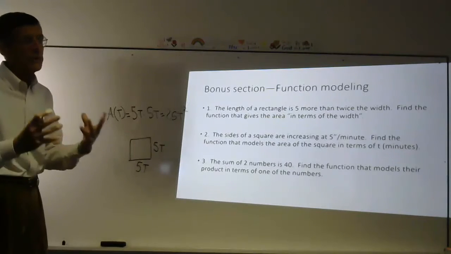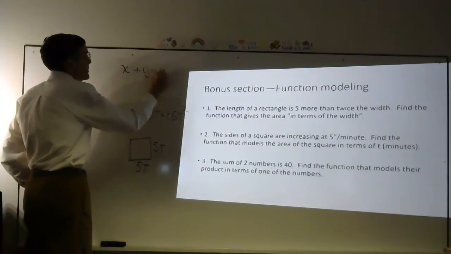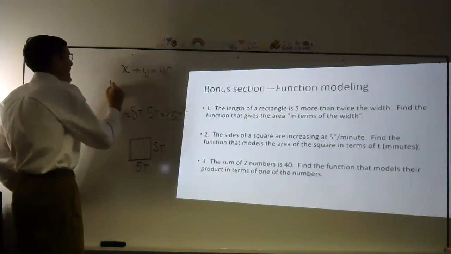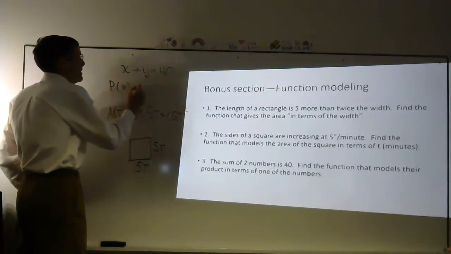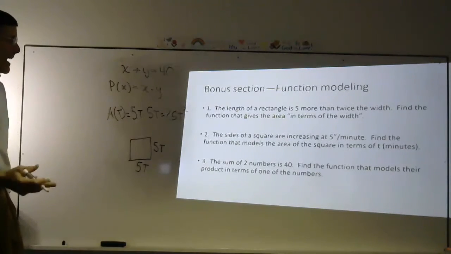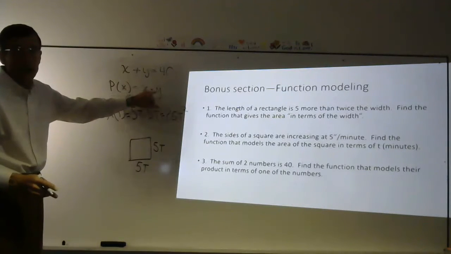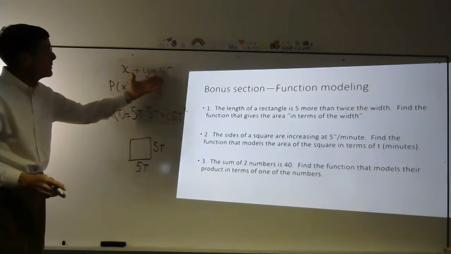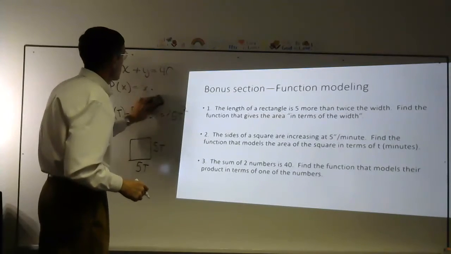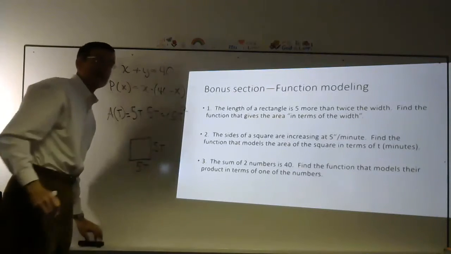The sum of 2 numbers is 40. Okay, find the function that models their product. I had that part right. Product is x times y. Now, as I was saying, since your variable is x, you've got to get the y out of there. You can go back up there and solve for y, subtract the x over, and you're going to have y is 40 minus x.